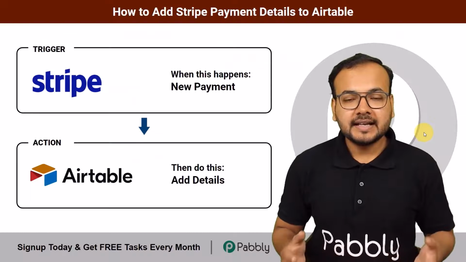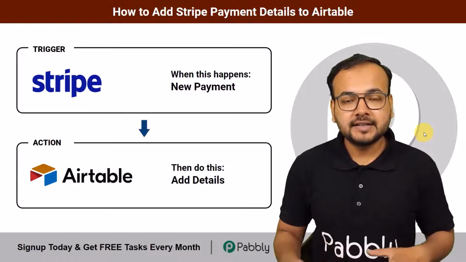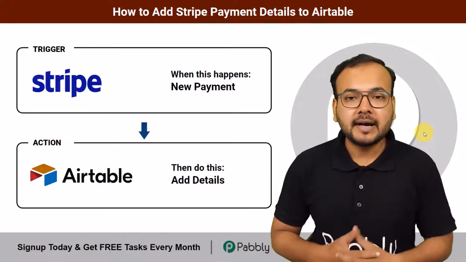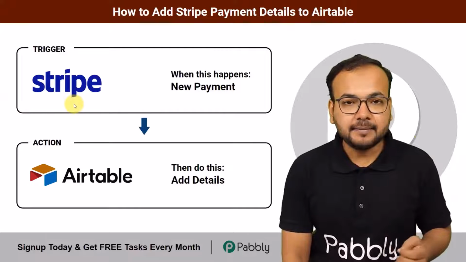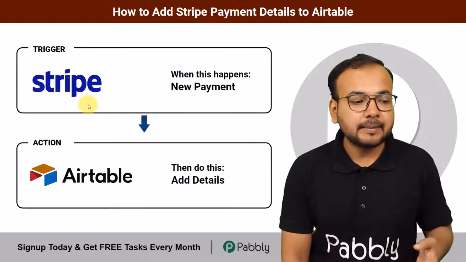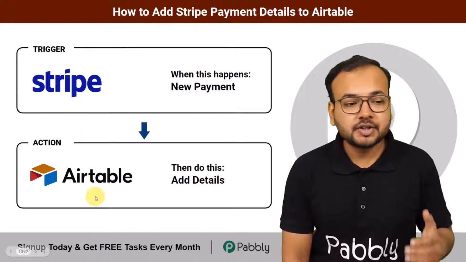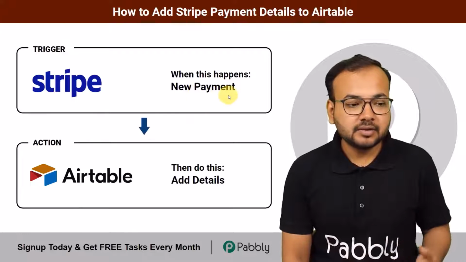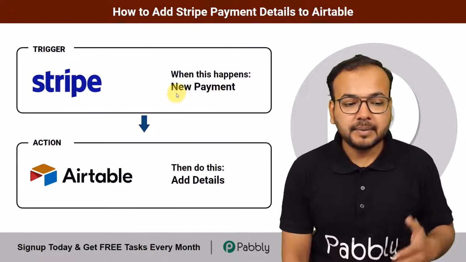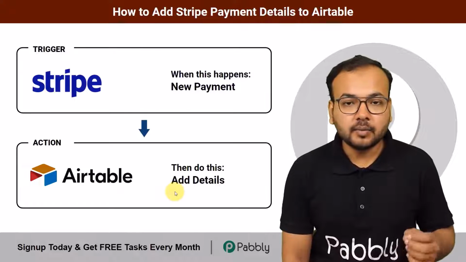Guys, in this video, you will learn how you can add the Stripe payment details into Airtable base automatically. For that guys, you can see we have connected Stripe payment gateway as a trigger application and Airtable as the action application inside the automation workflow. And after that, whenever you are going to receive any payment through Stripe, the details of the payment will be added into a table in Airtable's base automatically.